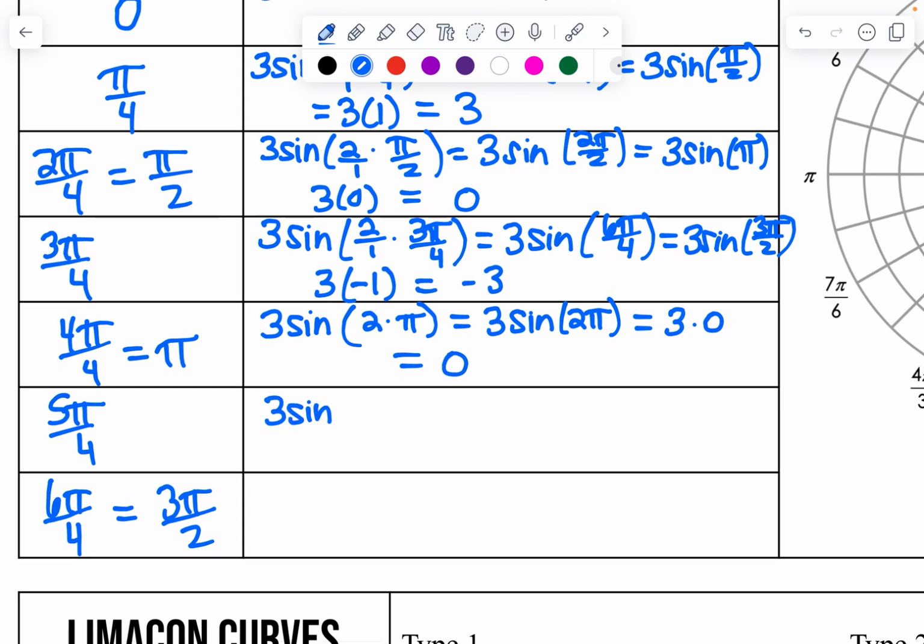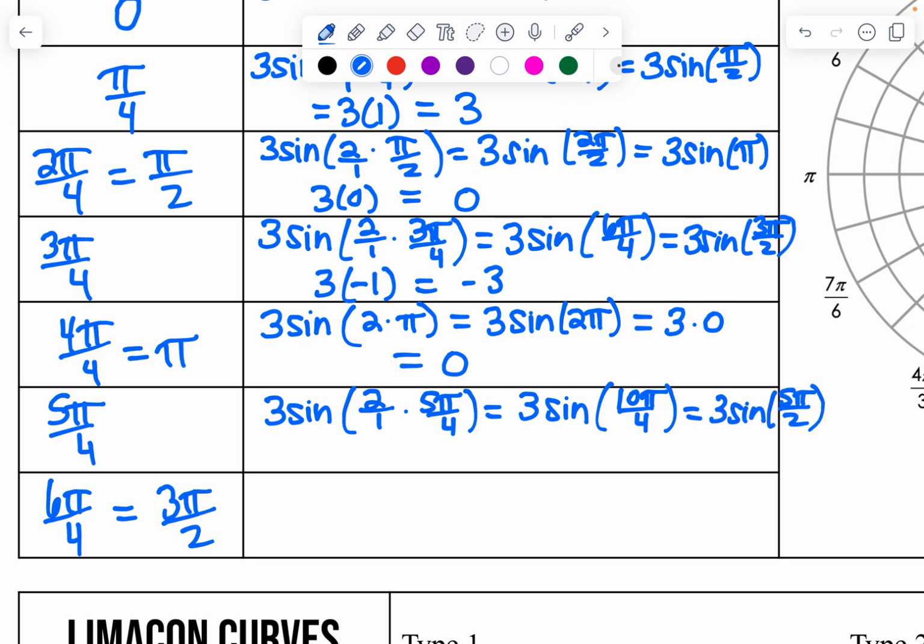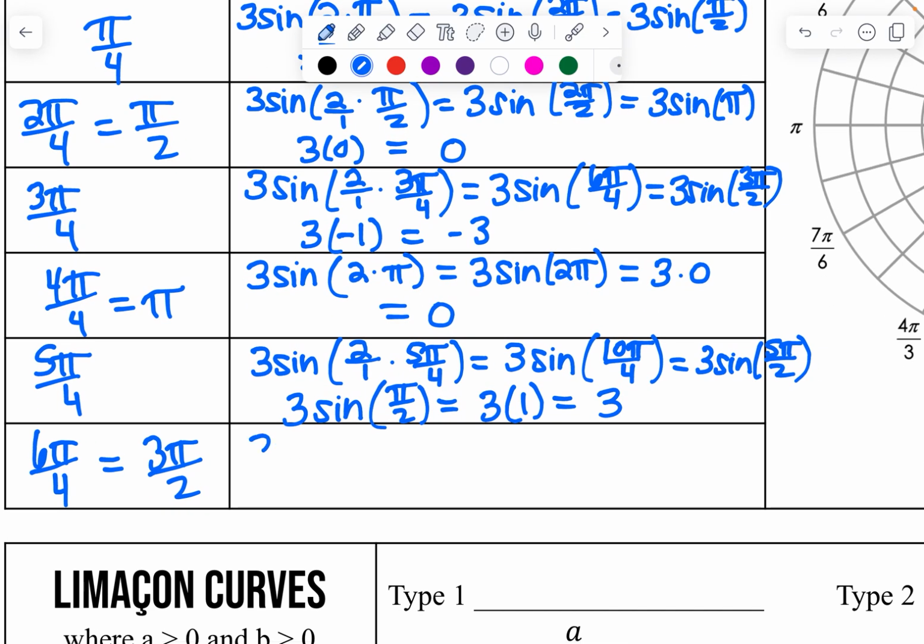All right, so if we have 5 pi over 4, again, 2 is 2 over 1, times 5 pi over 4, we get 10 pi over 4, which would reduce to 5 pi over 2. And so 5 pi over 2, if we subtract 2 pi, which would be 4 pi over 2, is the same as just pi over 2. And we know that the sine there is 1, so this is 3 times 1, so we get positive 3 again. So bet you we get 0 here.